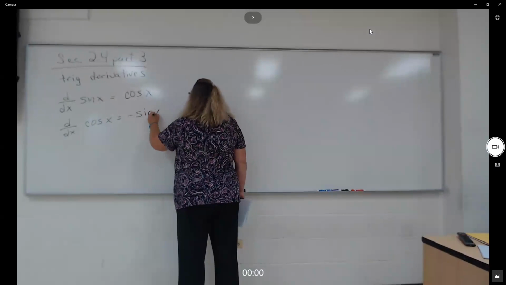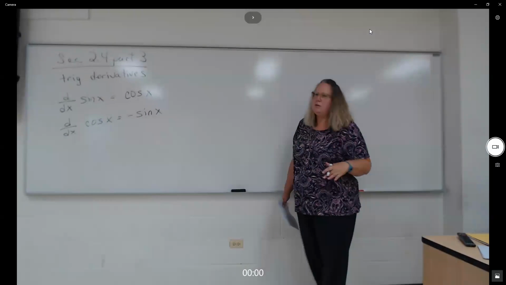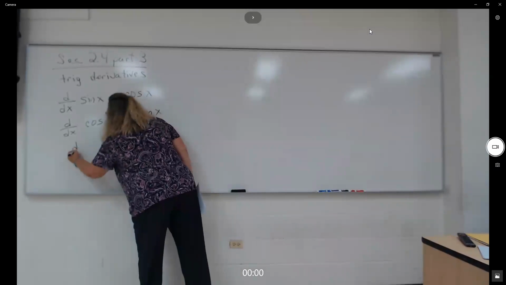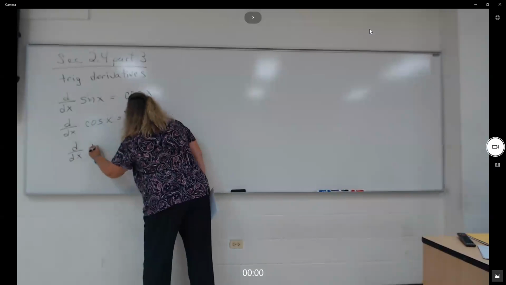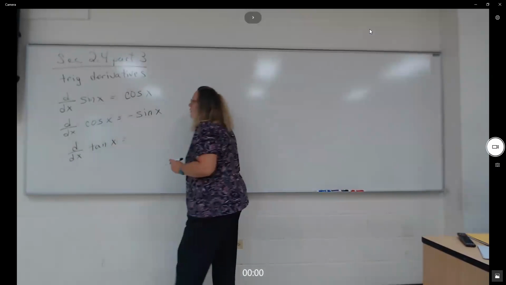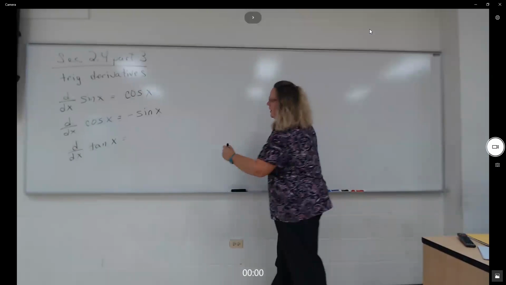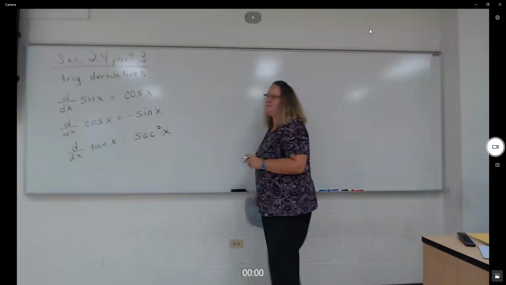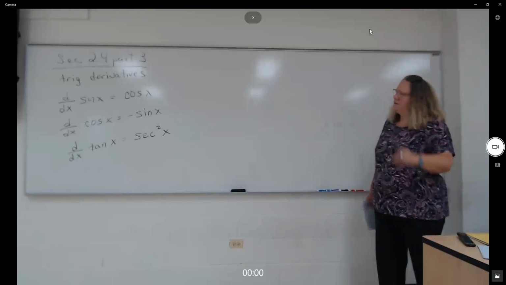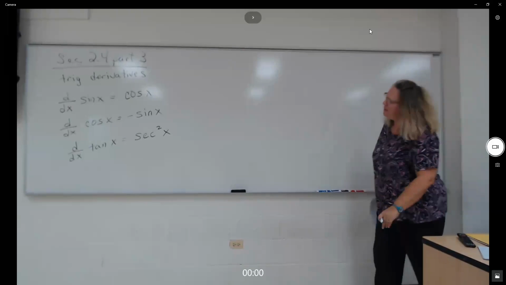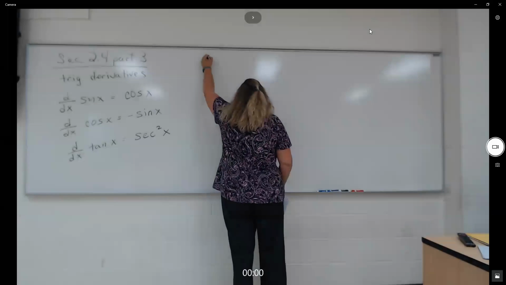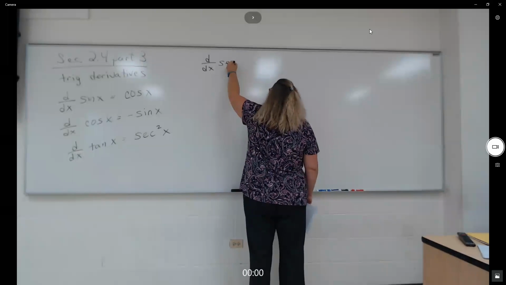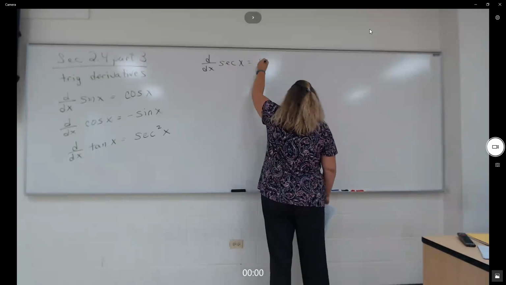Now these other 4, you're just going to have to look them up. I'll give them to you on the test. So the derivative of tangent is secant squared. And then, we'll put up here, the derivative of secant is secant tangent.